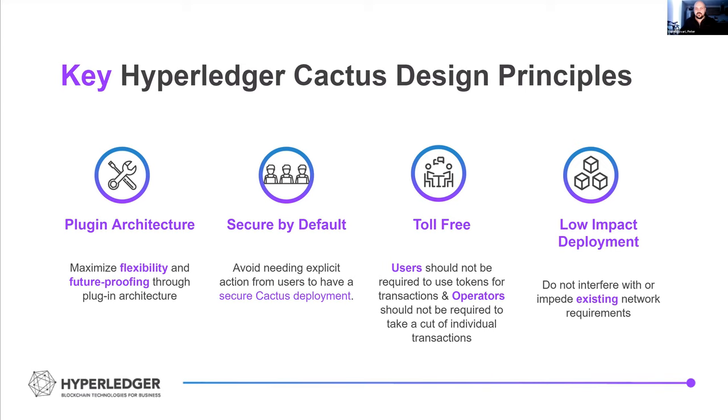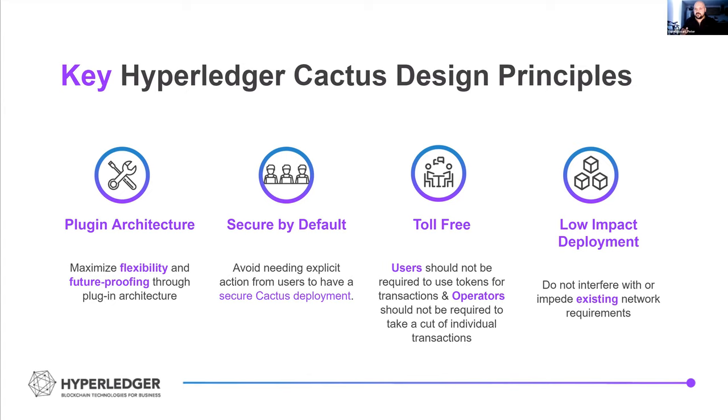And then toll-free, which is a little clarification. So Cactus is open source and is being developed in the open. And also if you deploy it, then by default, there's no payment mechanism in it that would make you have to either collect or pay any sort of fees. It's basically up to you. If you want to implement something where payment is required, then you can do so, but nothing like that is baked into the framework.